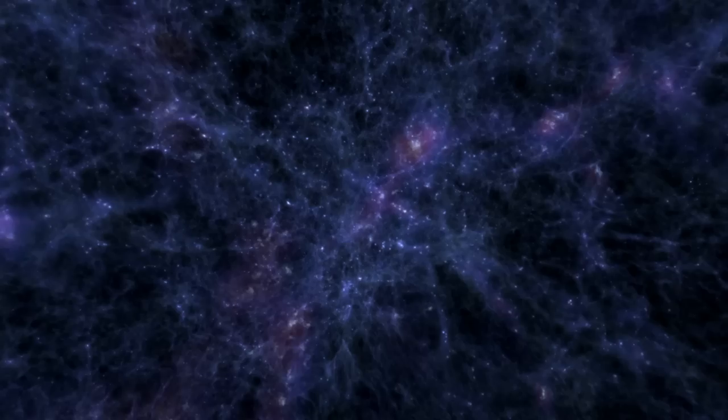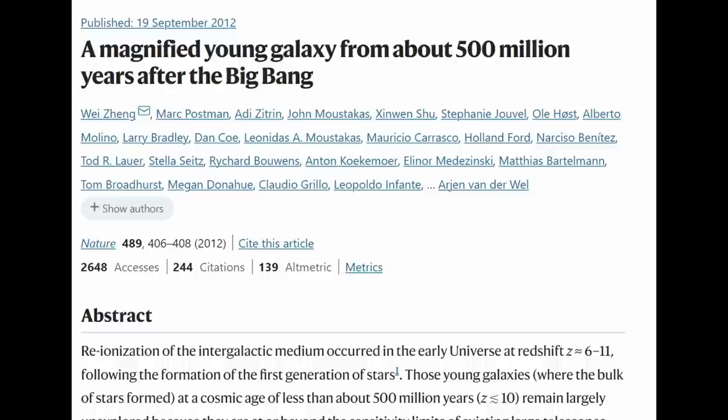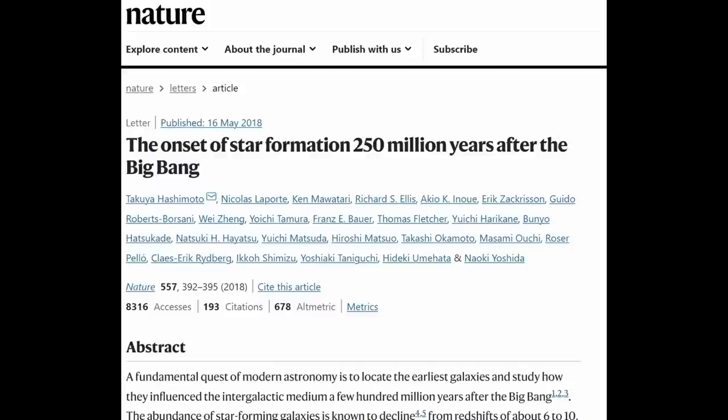Even prior to the James Webb Telescope, a collection of galaxies had been identified, which seemed to undermine this understanding of cosmic hydrogen reionization. In 2012, scientists detected an oxygen 3 line in the galaxy MACS 1149 JD1, which was at a redshift of 9.1. The very existence of oxygen means that the galaxy had already been polluted by the previous generation of stars. The authors of the paper concluded that the only way this was possible was that the galaxy must have formed at least 300 million years earlier, placing its redshift at 15.